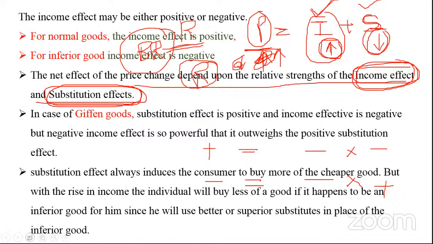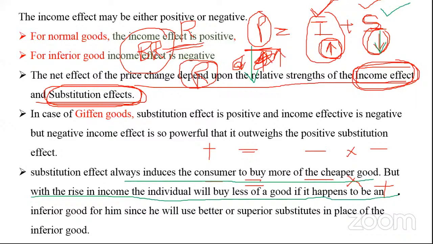Otherwise, sometimes the substitution effect plays the key role. When the substitution effect plays the major role, at that time our price effect becomes negative. Why? Because the substitution effect plays the major role. Based upon the strength, the substitution effect always induces the consumer to buy more of the cheaper good. But with the rise in income, the individual will buy less of the good if it happens to be an inferior good.